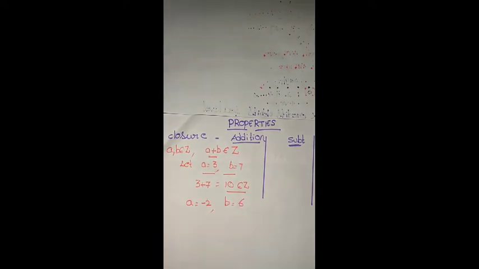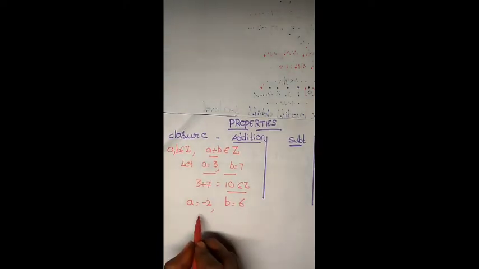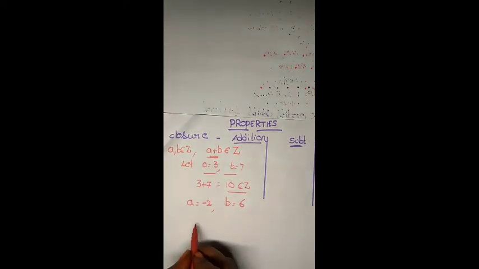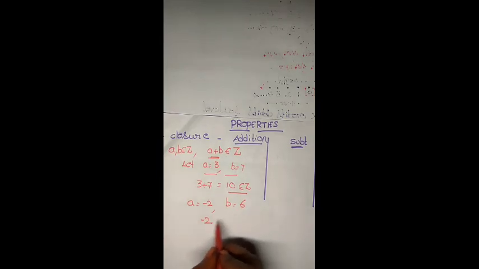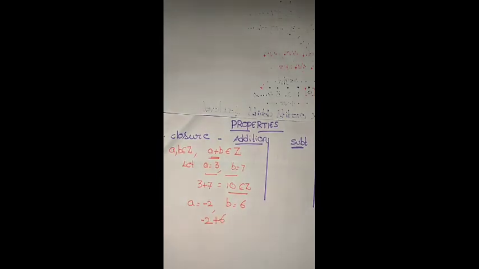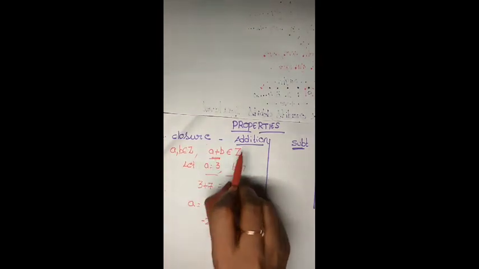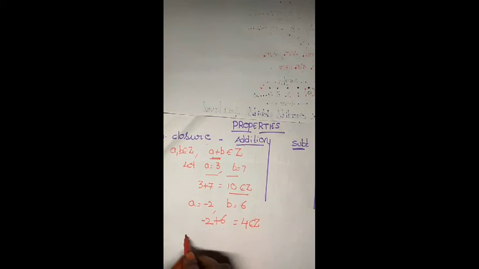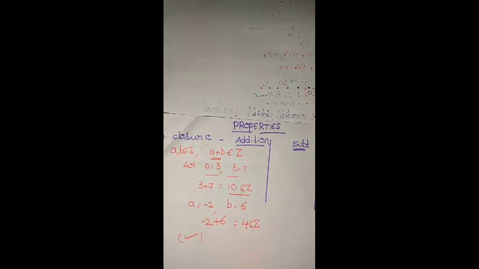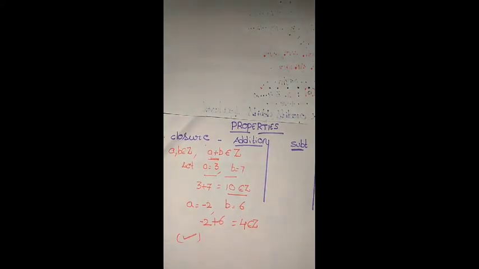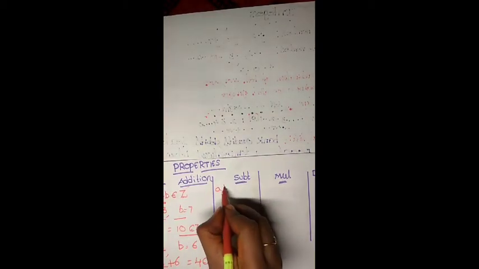Now let us take some negative values also, so that it will be easy for you to understand. In the previous example I have taken all positives. In the next example I am taking a as a negative number, that is minus 2, and b as 6. Now substituting these values in a plus b, which is minus 2 plus 6, gives 4. 4 belongs to the integers because 4 is a positive integer. So closure property of integers is satisfied under addition. Now let us see closure properties under subtraction.